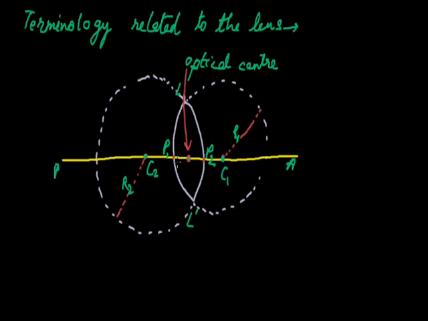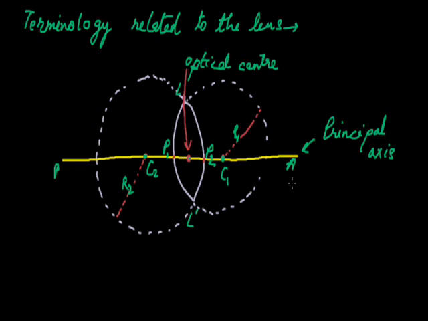Now this line, which is drawn in yellow color, if we say it is PA, then it is a line which passes through the optical center, and it is normal to both the surfaces, and it passes through the centers of curvature also. This is said to be the principal axis. This line which joins the two centers of curvature and passes through the optical center is said to be the principal axis of the lens.